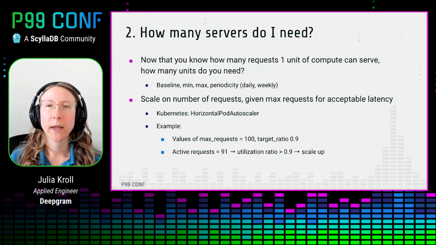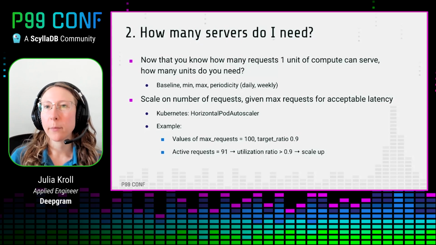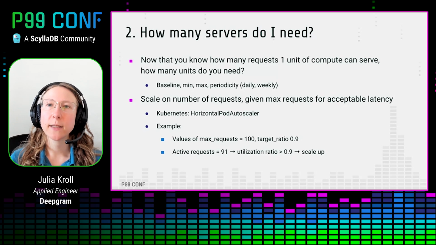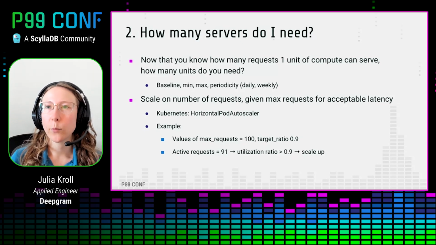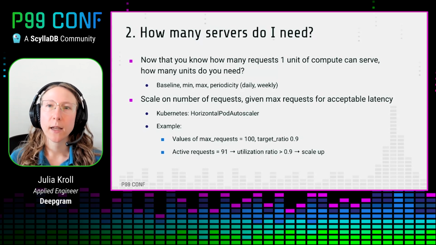Then, extrapolating from there, you need to know how many servers you need. When you know how many requests one unit of compute can serve, then you can extrapolate out to define the baseline, minimum and maximum, and it typically has daily or weekly periodicity. For instance, it's really common for requests to be higher during weekday business hours and lower on the weekends, but your business may have different periodicity than that. And then you can scale on the number of requests given the maximum requests for acceptable latency.